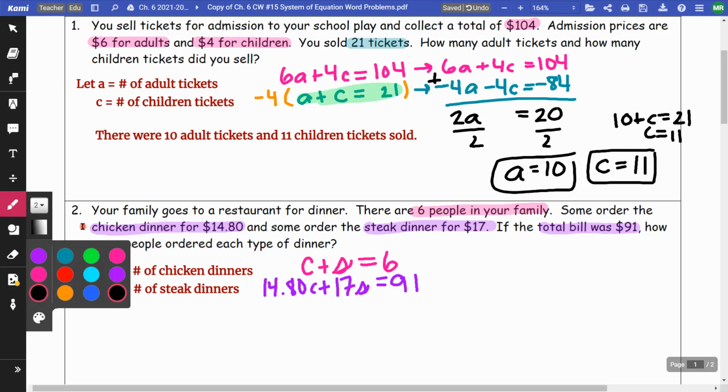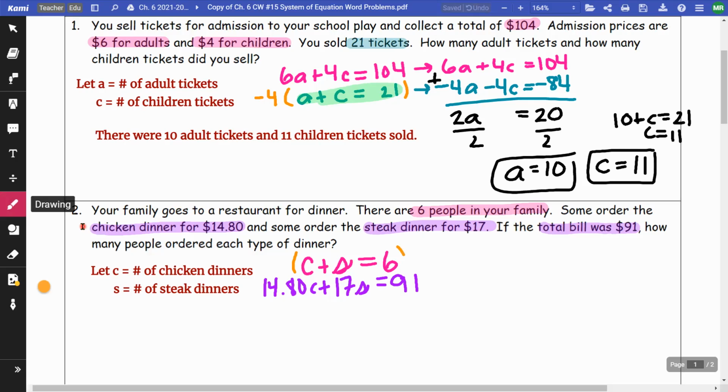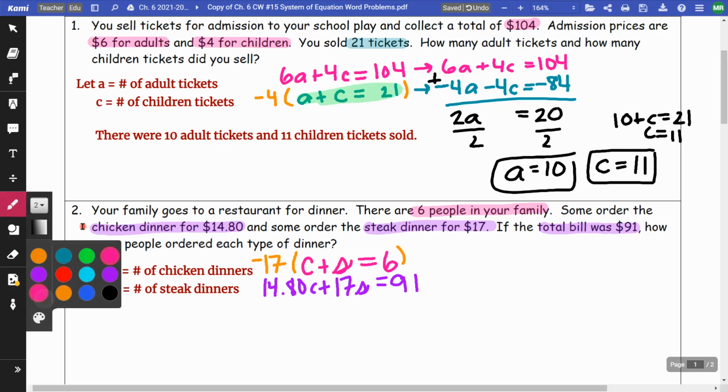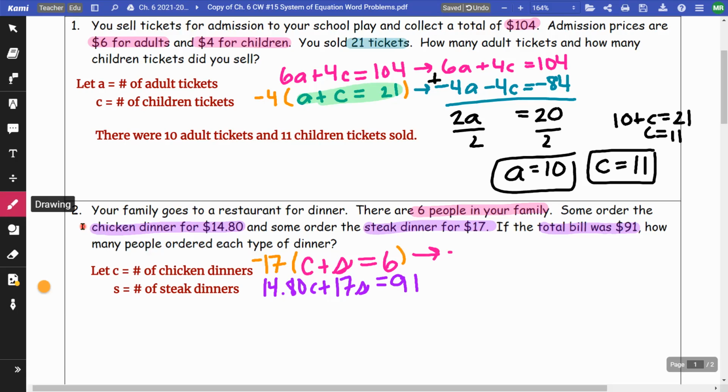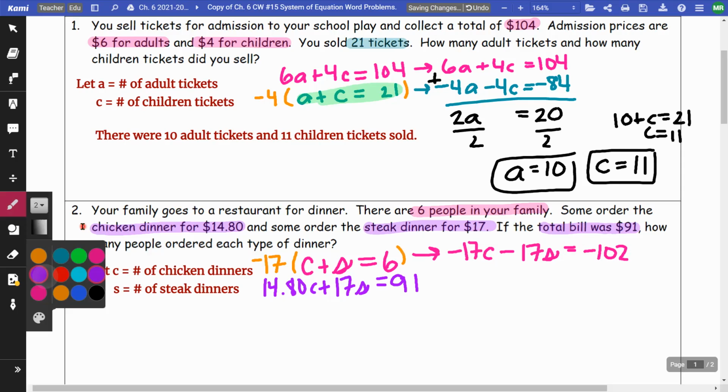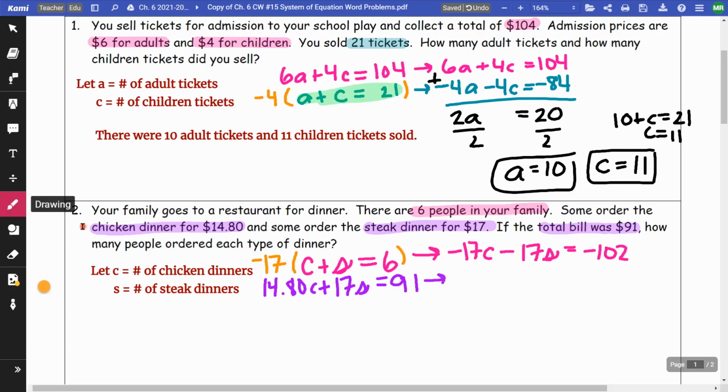I think I'm going to multiply the top equation by a negative 17. I just would rather not do it by the decimal. So I'm going to get a negative 17C minus 17S is equal to, and 17 times 6 is 102. So that's going to be a negative 102. I'm going to rewrite that second equation, 14.80C plus 17S is equal to 91.